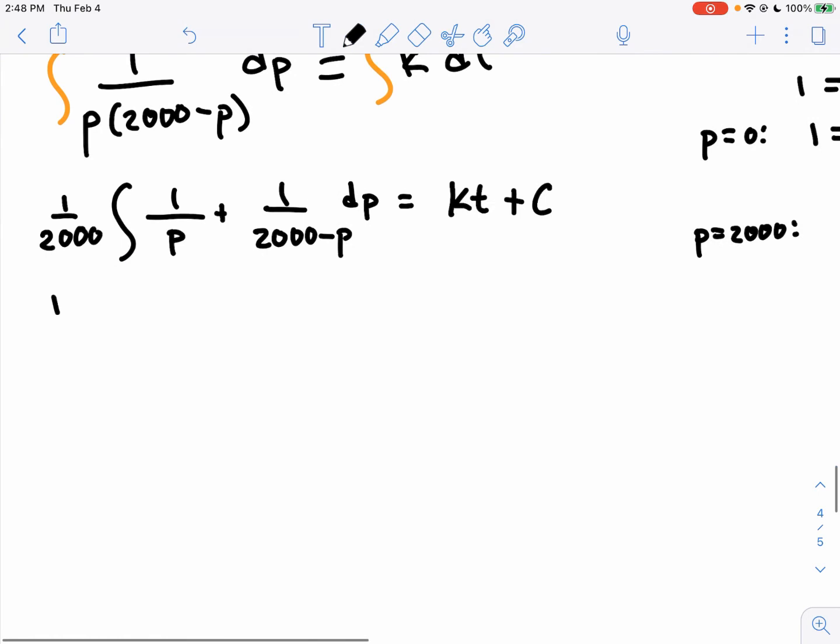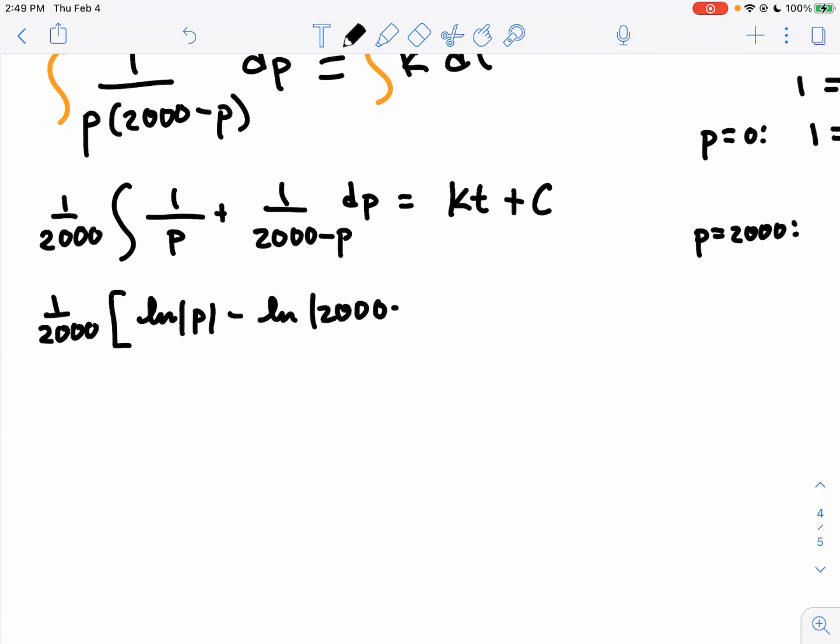We have 1 over 2000 as a coefficient of both of these. Antiderivatives are natural log of absolute P plus, and this one will actually switch to minus natural log of absolute 2000 minus P. That minus shows up because of the reverse chain rule on this. If you let u be equal to that denominator, you'll see a negative needs to be generated. And we don't need the plus C because that's on the other side. The plus C is right here.